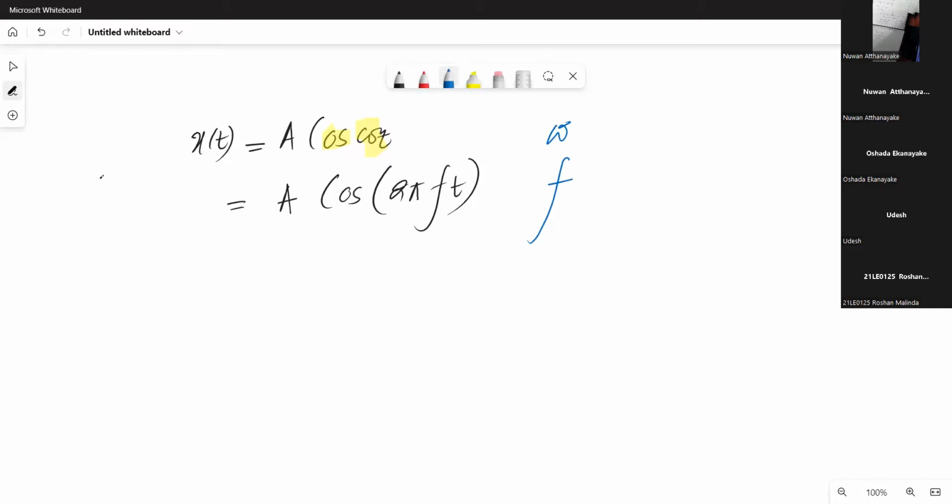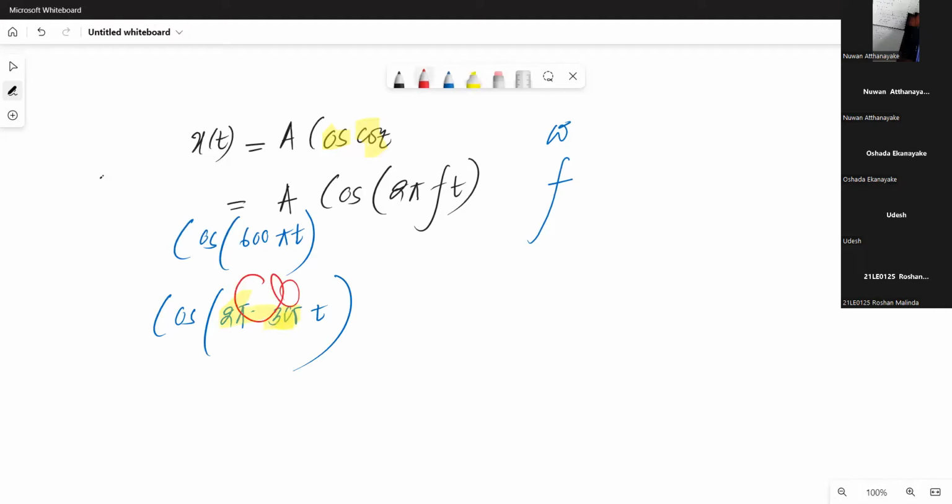Okay, so if you just refer to this given signal, one is actually cos 60πt. So if you simply plug into the model which we discussed here, it's like cos 2π times 300t. Then you can immediately extract the frequency of the signal. So it's actually 300. Similarly, you can apply the same concept to the next one as well.